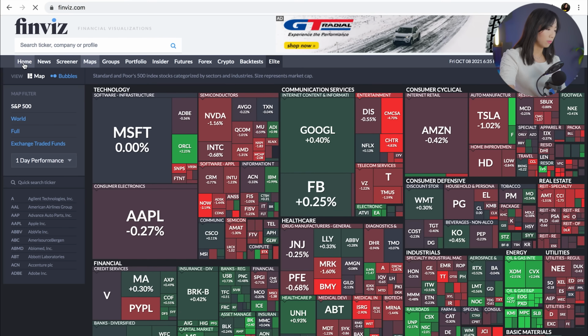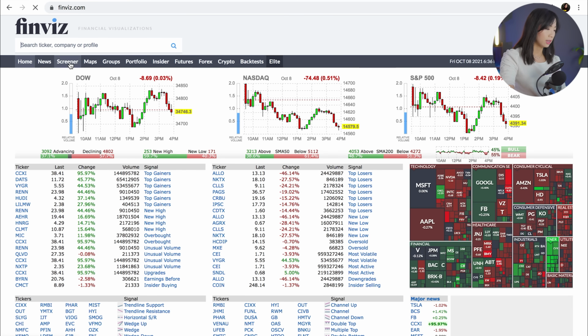So go back to the homepage, and from the homepage you can click screener on the top over here. And this is where you can input all the filters and scan for stocks that only match the criteria you have. And I'm going to show you the criteria right now.